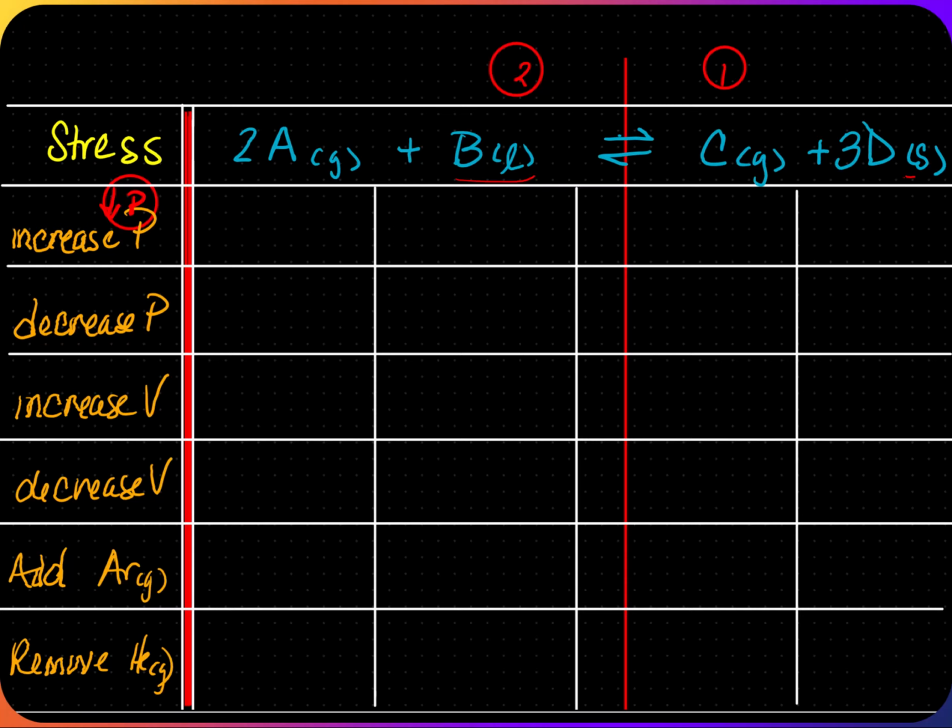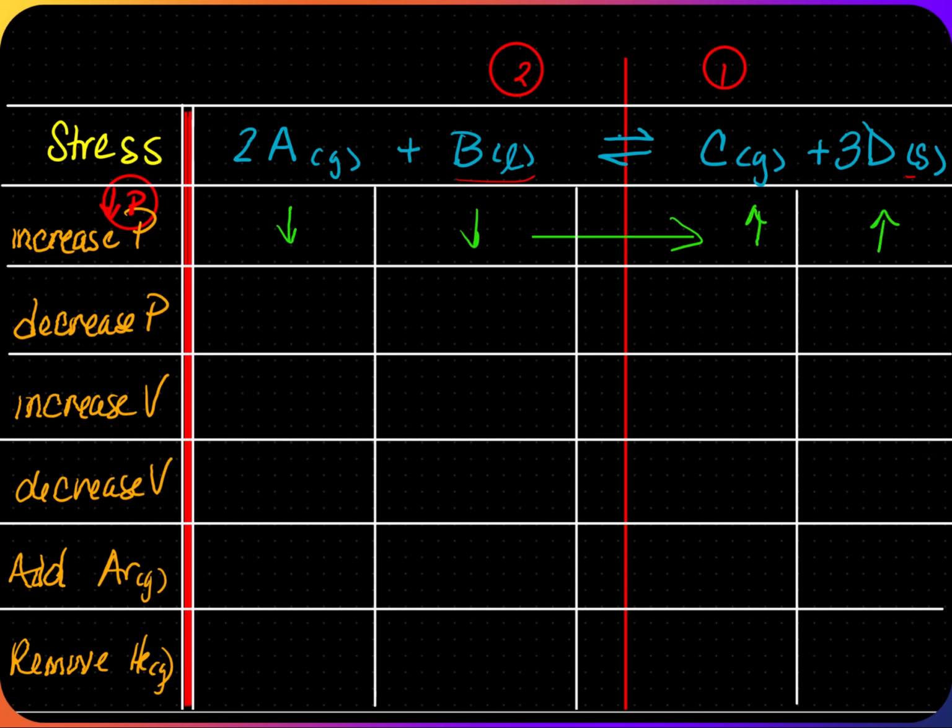The pressure was increased, so what we want to do is decrease the pressure. To decrease the pressure, we shift to the side of least moles. We're going to shift to the right. The reactants will decrease and the products will increase.